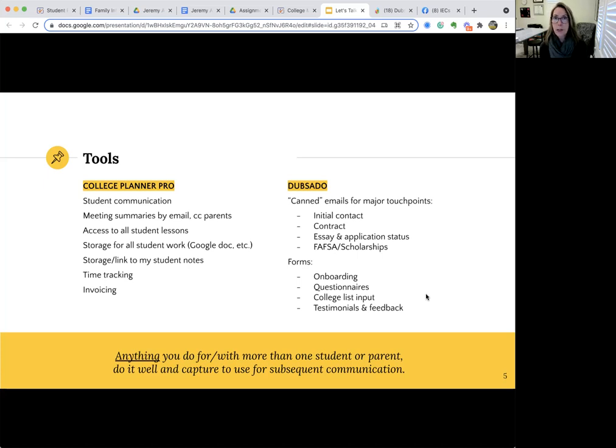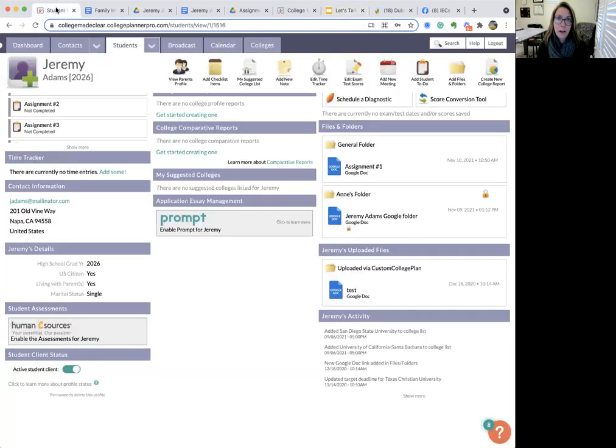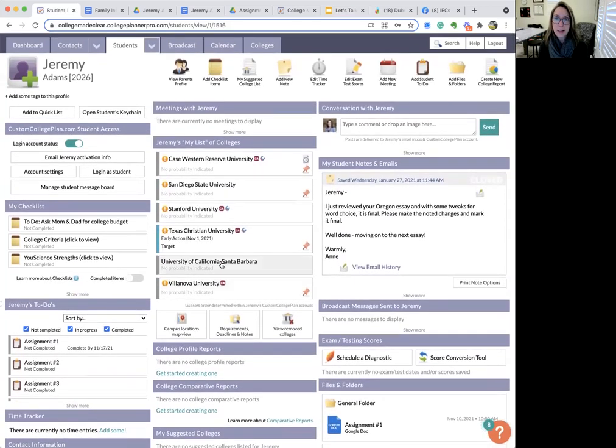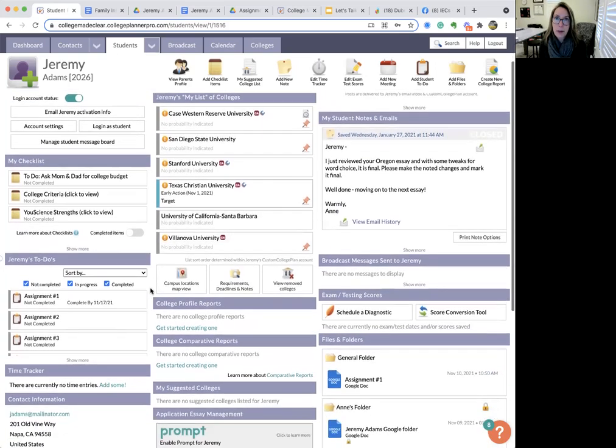You would think maybe there's some overlap between College Planner Pro and Dubsado, probably, but I like to use them for separate functions. So at this point, I'm going to show you what I do with College Planner Pro. This is my fake student, Jeremy, and this is what my view looks like when I see Jeremy's account. A couple of things I want to highlight: I mentioned the to-do list. I have assignments that I take my students through.